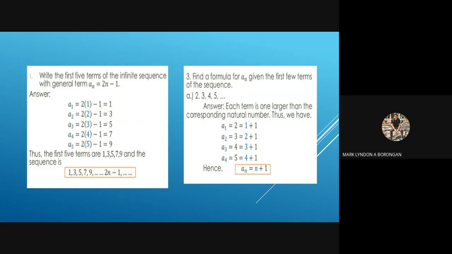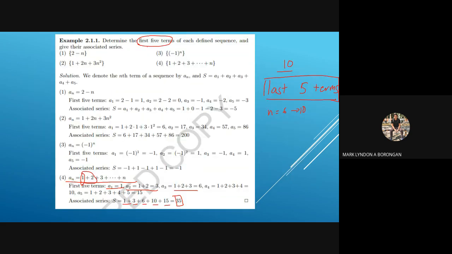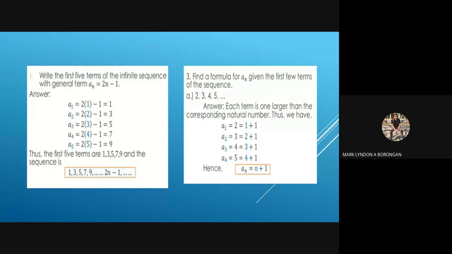So our example here: write the first 5 terms of the infinite sequence with general term a sub n is equal to 2n minus 1. What we do in this example is the same manner as the previous examples, guys. So that is just a sub 1, that will be 2 times 1 minus 1. Okay. You just replace the values of n as it increases. It increases with each term we are looking for. As we approach 5, the values also increase.